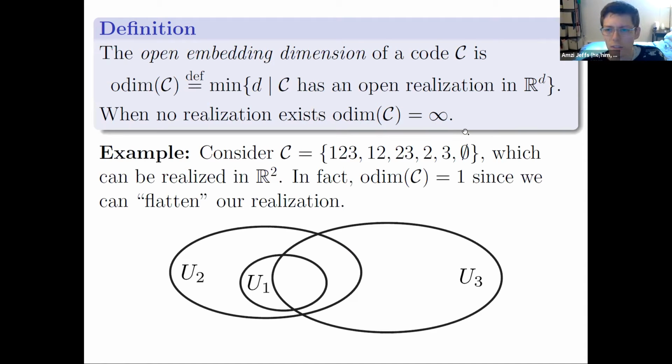And yeah, let's look at this example that I had on the previous slide again. So here I had a realization in R2. So I know the open embedding dimension is no more than 2, but actually I could squash all my sets into intervals, get the same code. So really the open embedding dimension is 1.